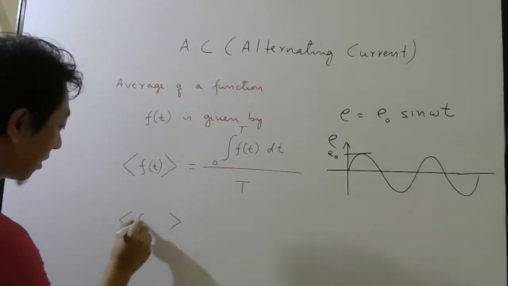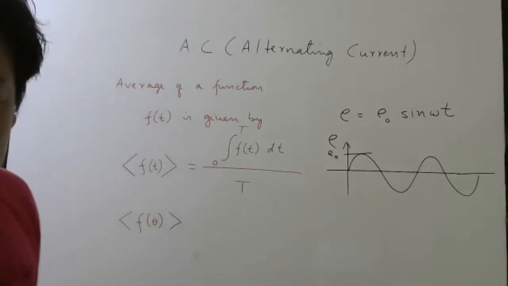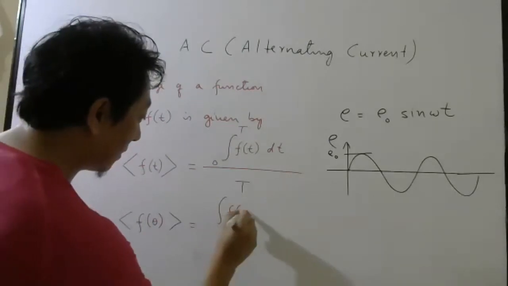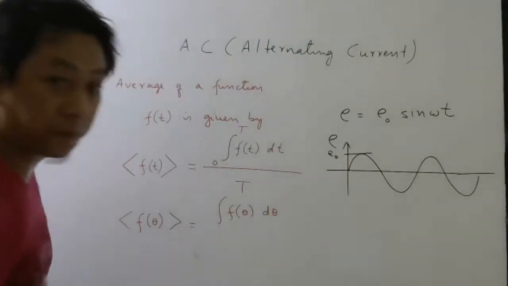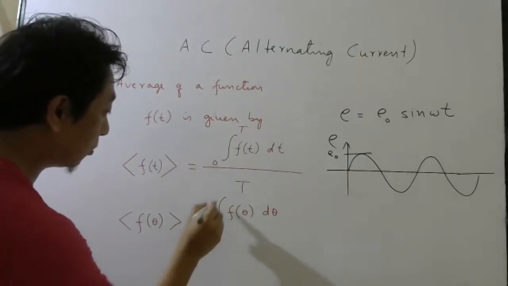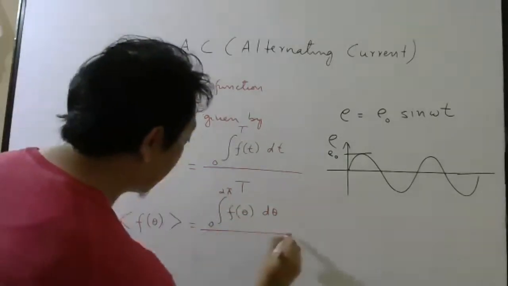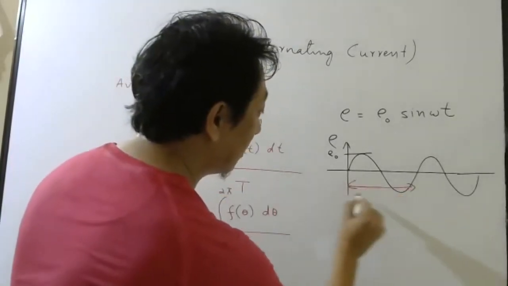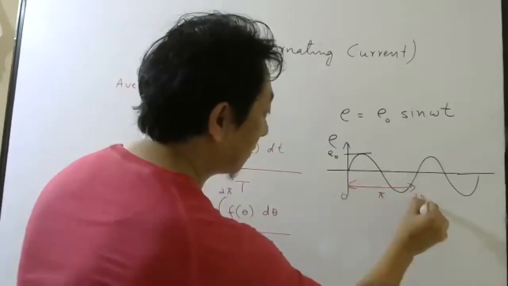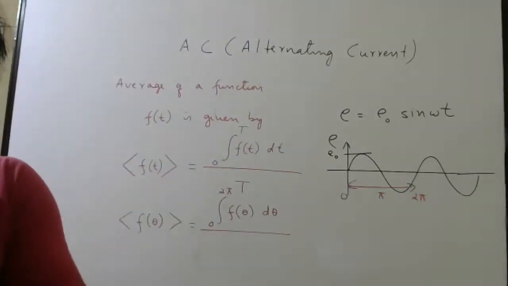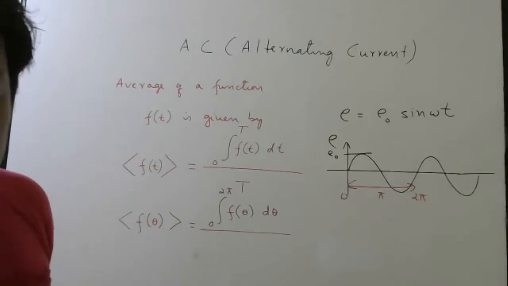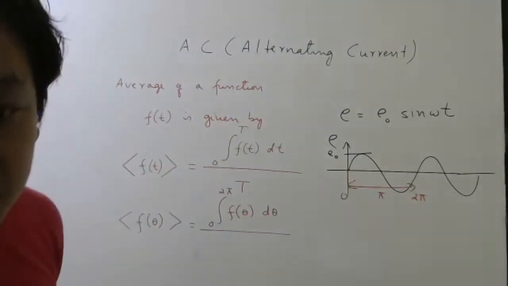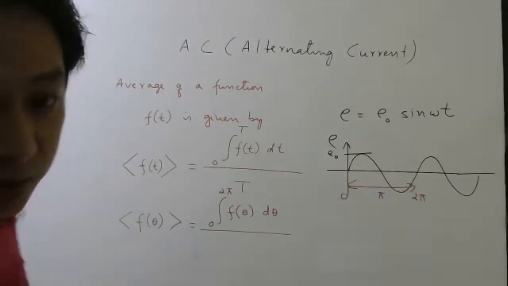Suppose the function is of angle. Then what you do? You add the function with respect to that angle from 0 to 2 pi, and you divide by what? 0 to 2 pi, because 2 pi completes the cycle. This is 0, this is pi, this is 2 pi. If I go from 0 to 2 pi, from here to here, if I try to find the average, I should divide by the total angle. Total angle is 2 pi.